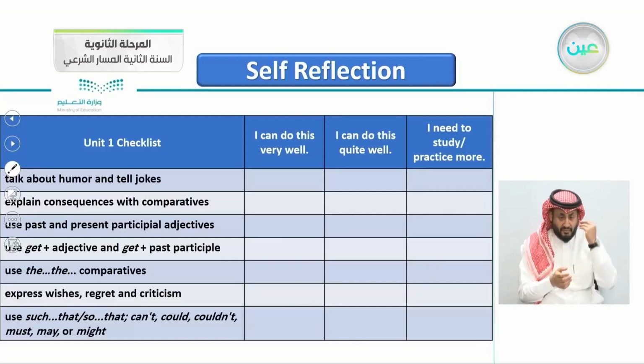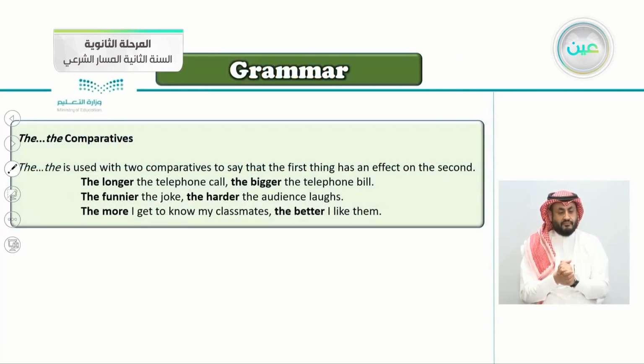If you find it easy, or you can do this quite well, or you need more practice. Also here, the comparatives, if you remember them: the longer the telephone call, the bigger the phone bill. And notice here that the first has an effect on the second. The second one is an effect. Why is the telephone bill big? Because the telephone call is long.